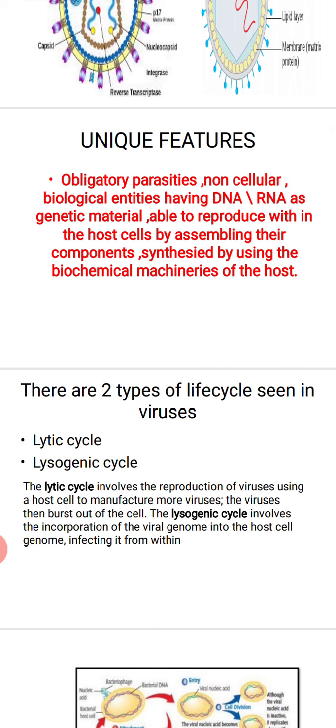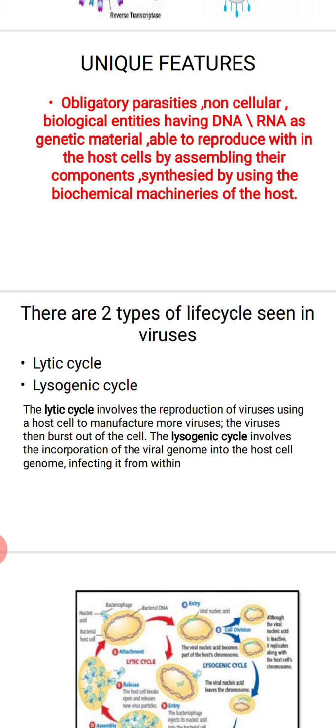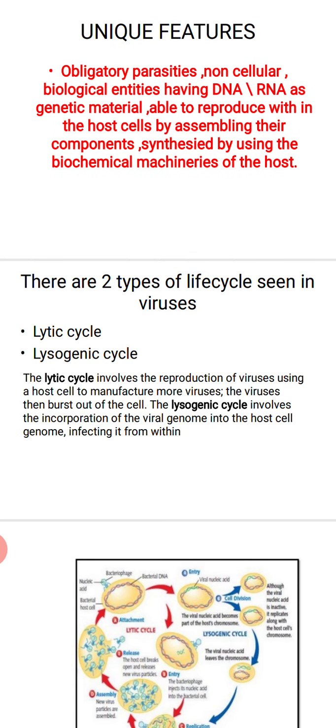There are two types of life cycle seen in viruses: the lytic cycle and the lysogenic cycle. The lytic cycle involves the reproduction of viruses using a host cell to manufacture more viruses. The viruses then burst out of the cell. The lysogenic cycle involves the incorporation of the viral genome into the host cell genome, infecting it from within. So these are the two types of life cycle seen in viruses.